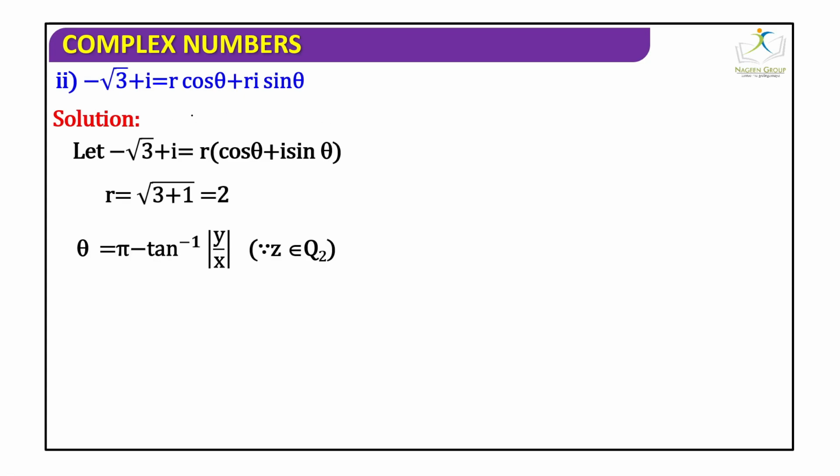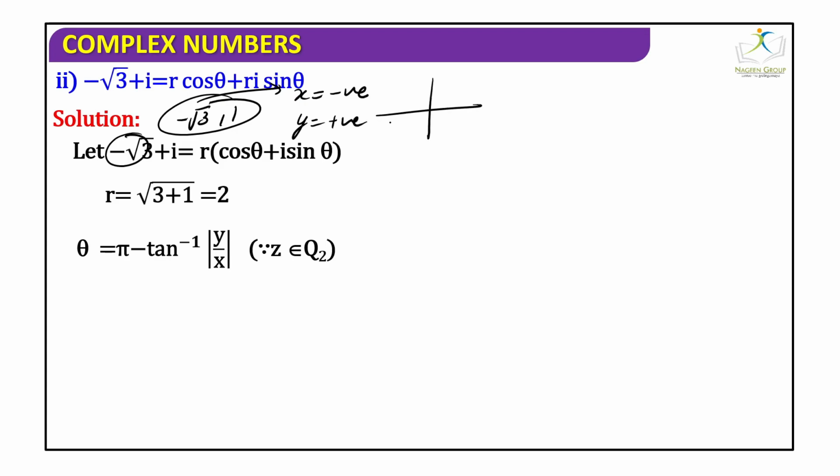Because as we see, this is minus root 3 and another point that is 1. So x is negative. x कैसा है? नेगेटिव है. y कैसा है? पॉजिटिव है. x नेगेटिव, y पॉजिटिव, कौन सा क्वाड्रेंट बनेगा हमारा? This is our second quadrant, right? Q2. और Q2 में हमारे पास जो फॉर्मूला बनता है, that is pi minus alpha, pi minus alpha, right?